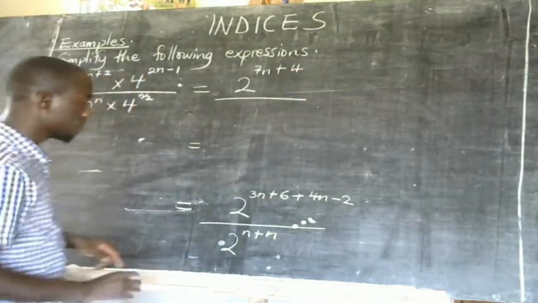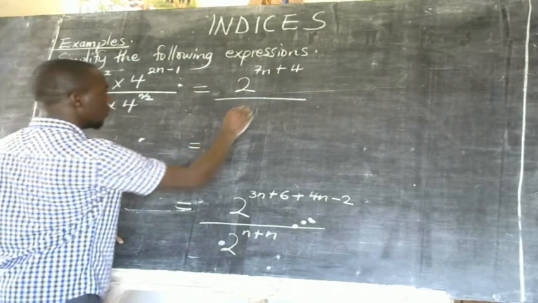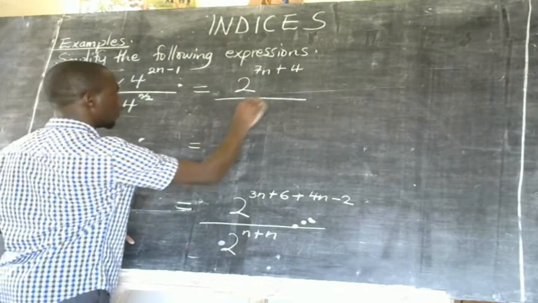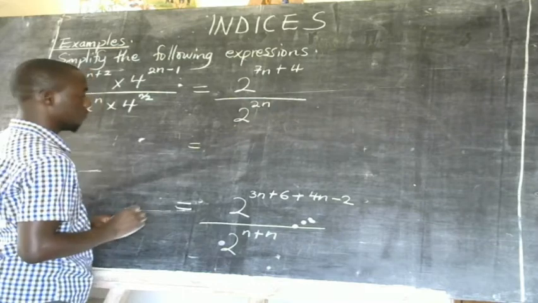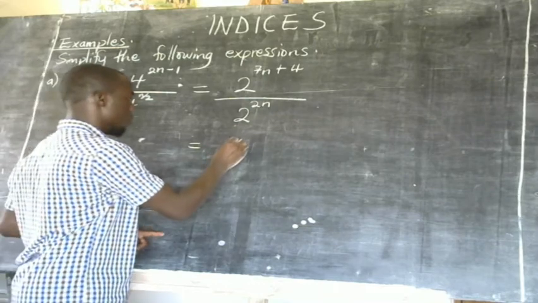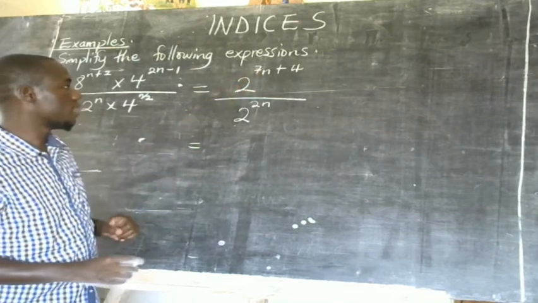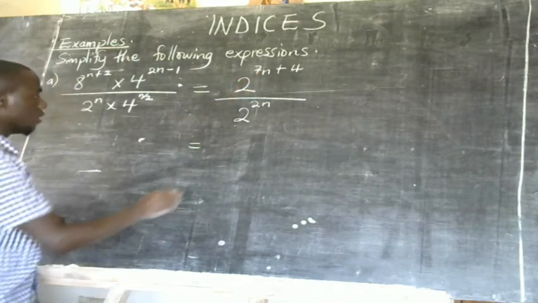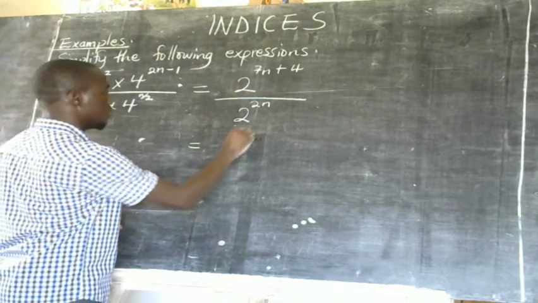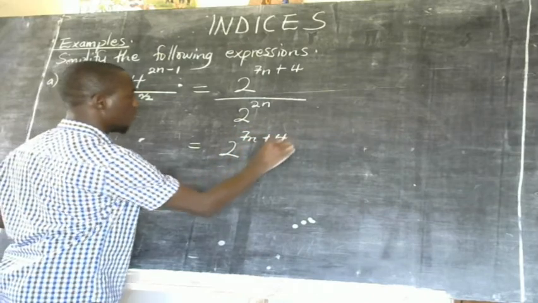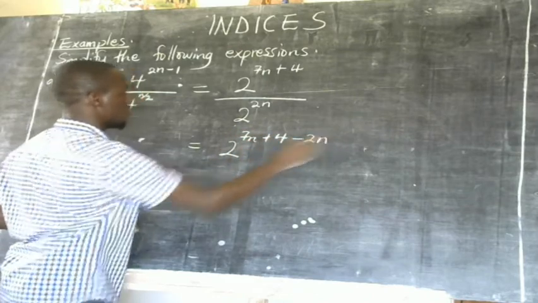Divide by 2 power 2n. So we are going now to subtract the powers there. So this is 2 power 7n plus 4, then minus the 2n.